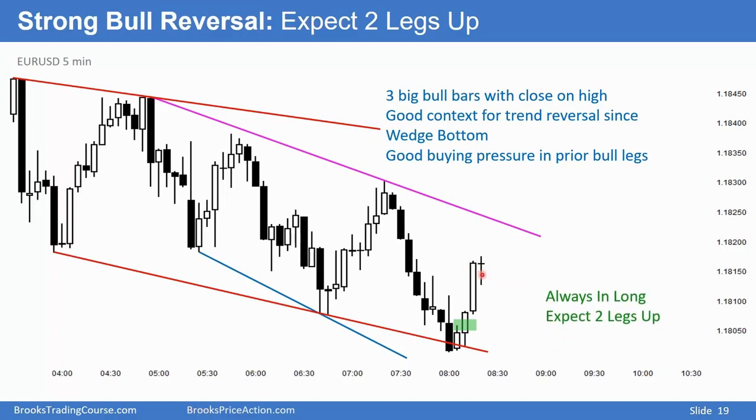At this point, I think the odds slightly favor the bulls. We're always in long. It's more likely that we're going at least a little higher before we go to a new low. Wedge bottom, even though it does not look like a wedge, it's still a wedge bottom. Traders will be looking for 2 legs sideways to up. Leg 1, we don't know, maybe leg 1 ends up here, and then a pullback, and then a second leg.